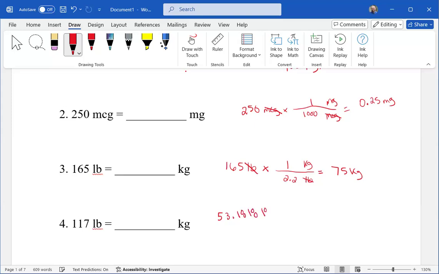I'm just going to write out what you get so you can see the rounding rules here. 53.181818. It just keeps going on and on and on. I'm sorry, my eights are starting to look like demon eyes here. Anyways, it just keeps going on and on and on. So that's your clue that you need to round.